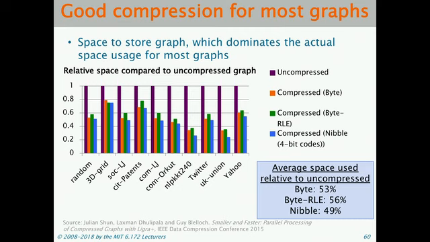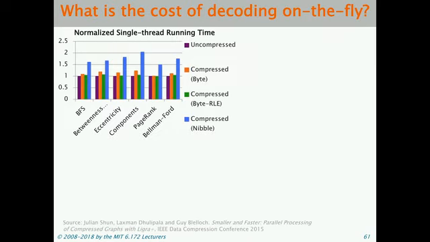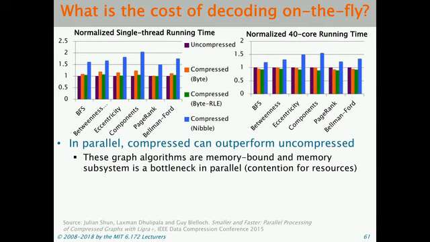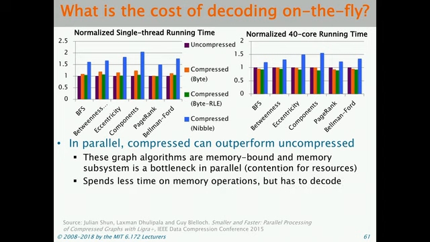Okay, so I'm not going to have time to go over the experiments, but at a high level, the experiments show that the compression schemes do save space. And serially, it's only slightly slower than the uncompressed version. But surprisingly, when you run it in parallel, it actually becomes faster than the uncompressed version. And this is because these graph algorithms are memory bound. And if you're using less memory, you can alleviate this memory subsystem bottleneck and get better scalability. And the decoding part of these compressed algorithms actually gets very good parallel speedup because they're just doing local operations.